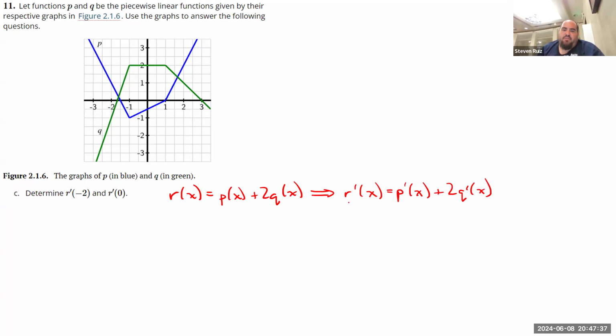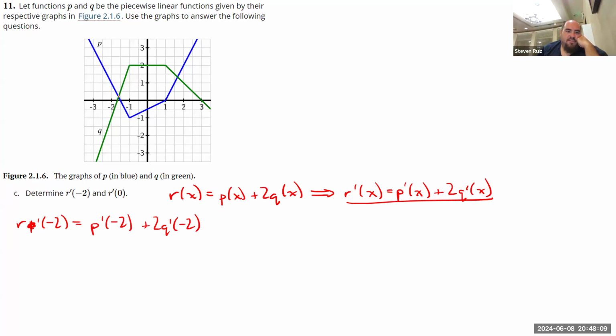So this is general. Basically, this will hold true for any x where the function is differentiable. So now, what is p prime of -2? P prime of -2 will be equal to, I'm sorry, r prime of -2. R prime of -2 will be equal to p prime of -2 plus 2q prime of -2. So now I need to find these individual derivatives. So what is p prime of -2?